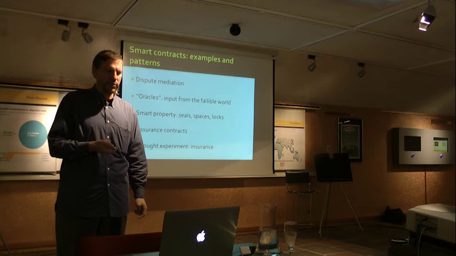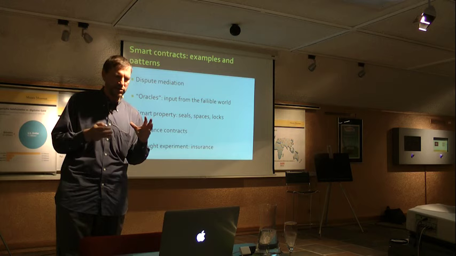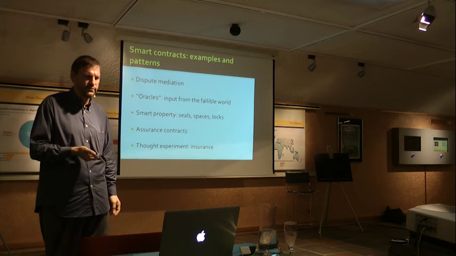And smart property, talk about seals, spaces, locks, there's all sorts of interesting smart property ideas, and proplets. And assurance contracts is a nice, simple example of a smart contract that you can get your head around. And I'll do a thought experiment, which you can't get your head around insurance, and show kind of the limitations of where smart contracts are right now, how far or not so far they can go. So dispute mediation.